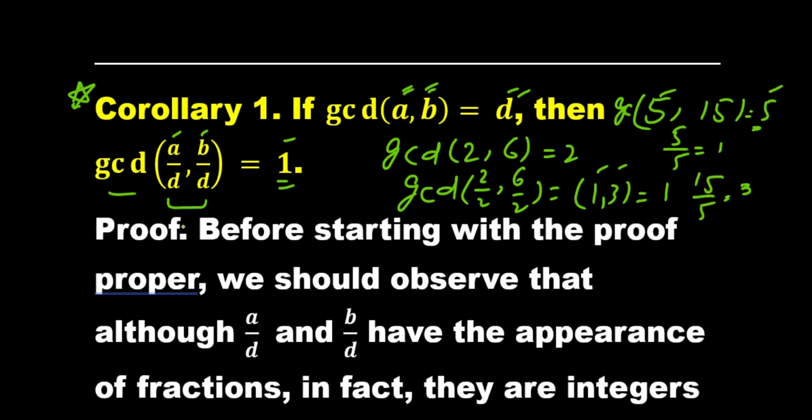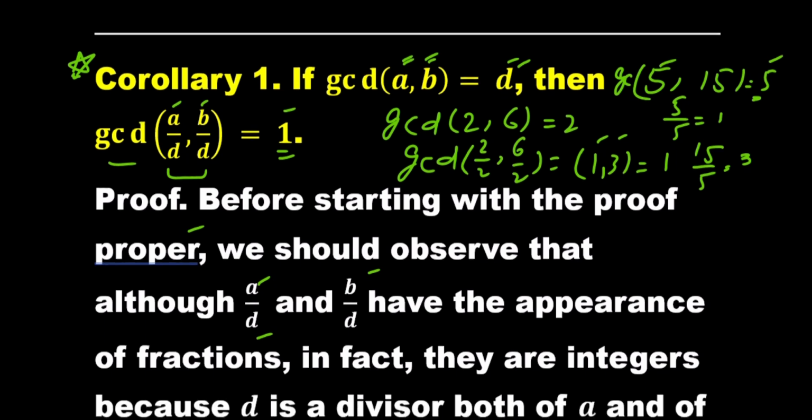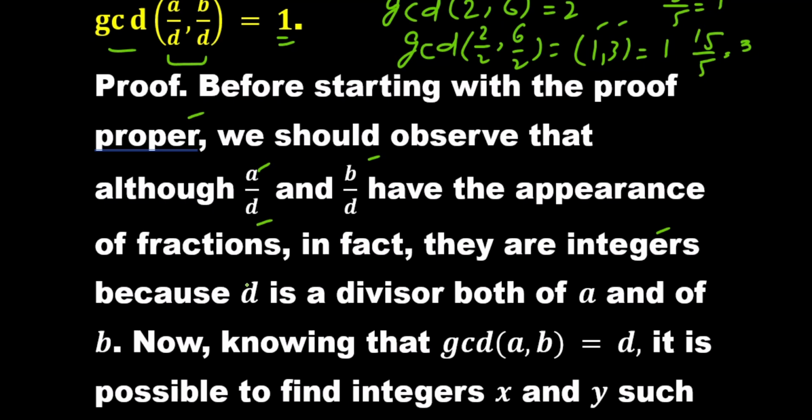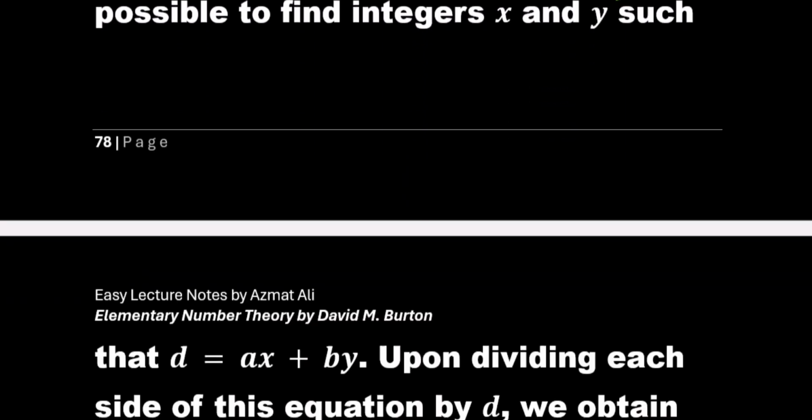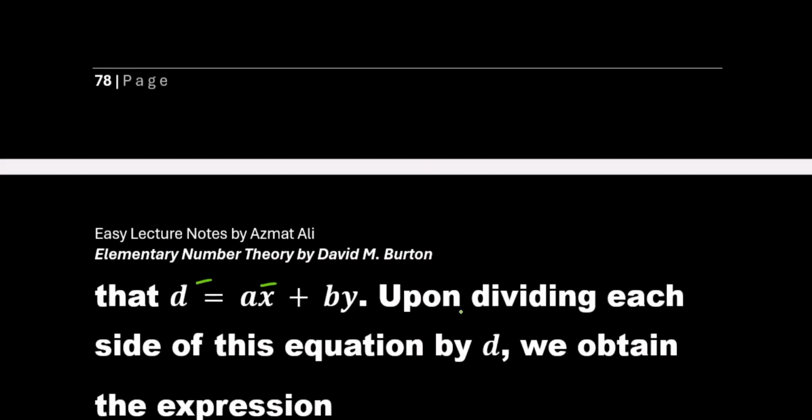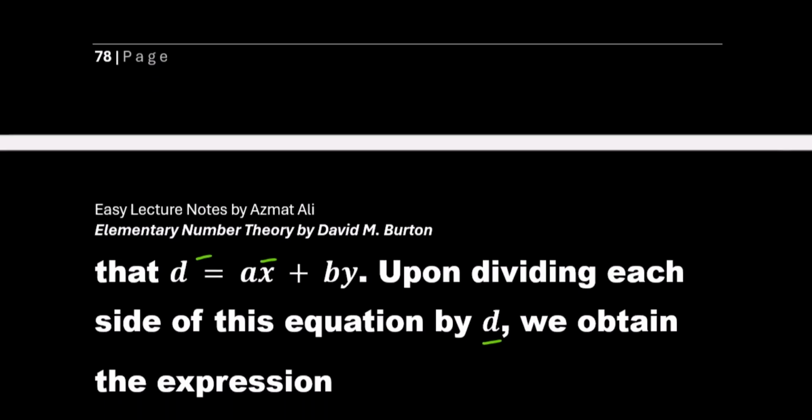So before starting with the proof proper, we should observe that although a over d and b over d have the appearance of fractions, in fact they are integers, because d is a divisor both of a and of b. Now knowing that GCD of a and b is equal to d, it is given. So it is possible to find integers x and y such that we can write d as the linear combination of a and b. Upon dividing on both sides by d, we obtain the expression.